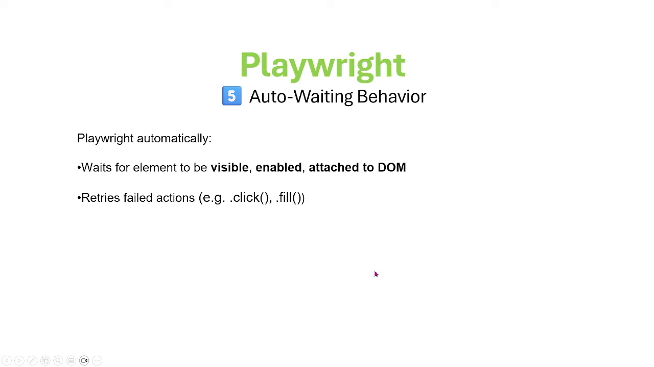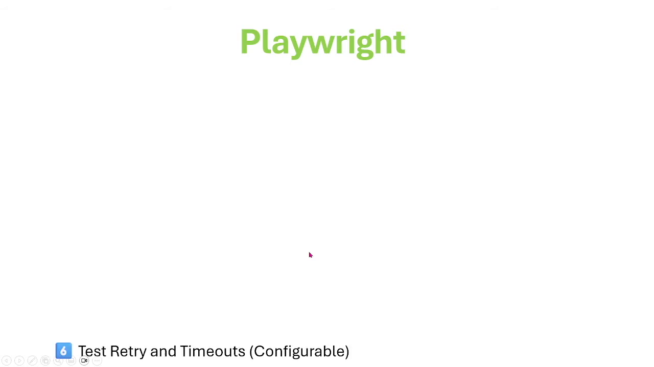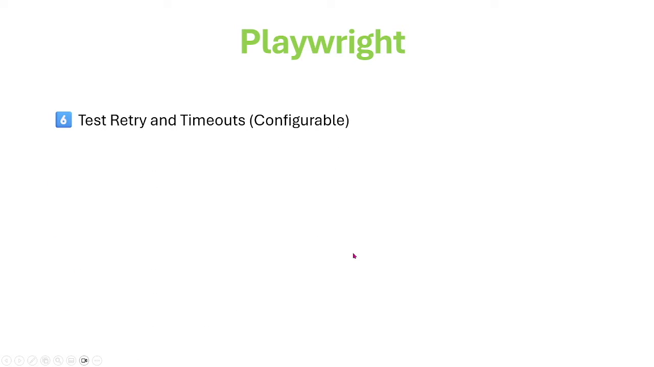Retries failed actions. When a Playwright test fails, we can set retry and redo the test. We can set 2 times, 3 times, and you can decide how many times you want to retry. Test retry and timeout.